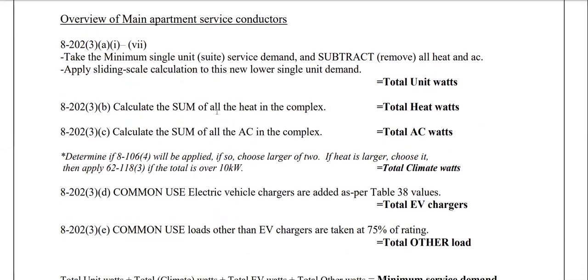8202 3B: calculate the sum of all the heat in the complex. That means we take all the heat together and all the AC together, and we determine which one is larger if they are operating at the same time. If the total is over 10 kilowatts, of course, we go to 62 118 subrule 3, and we get the total climate demand.